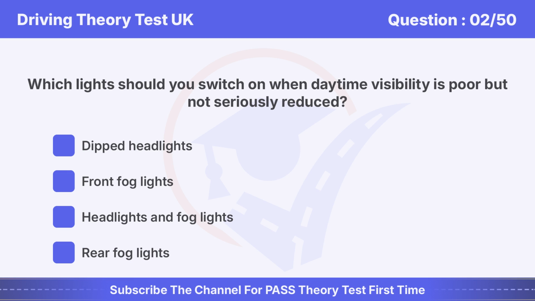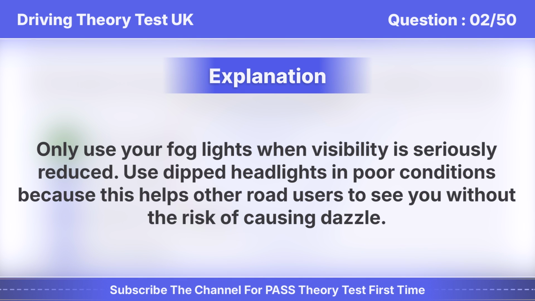Question 2. Which lights should you switch on when daytime visibility is poor but not seriously reduced? Answer is A. Dipped headlights. Only use your fog lights when visibility is seriously reduced. Use dipped headlights in poor conditions because this helps other road users to see you without the risk of causing dazzle.